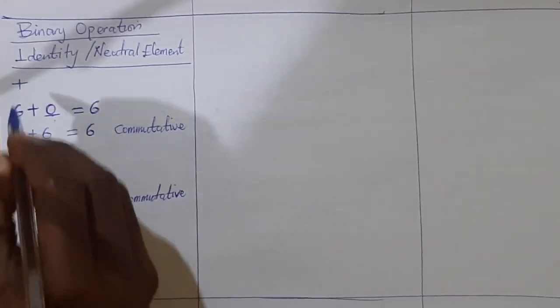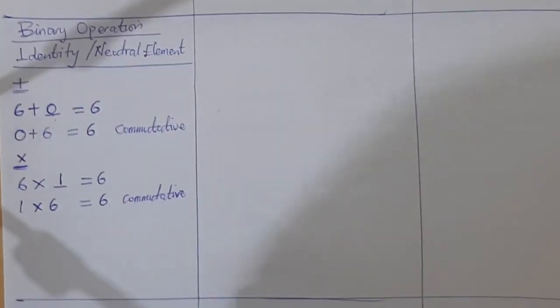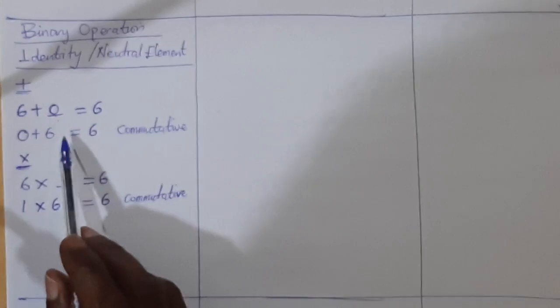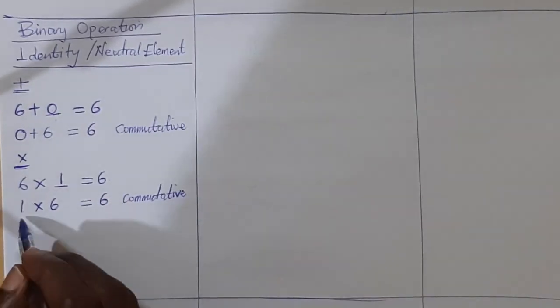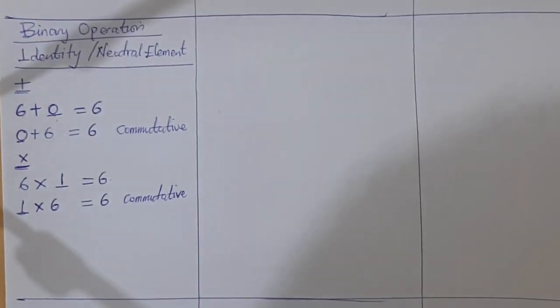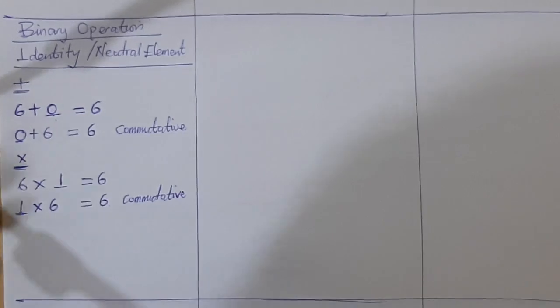Now when we come to multiplication, any number that you multiply by 1, you get the number. Or if you multiply 1 by any number, you still get that same number. So for multiplication, the identity element is 1. Identity element for addition is 0. Identity element for multiplication is 1.